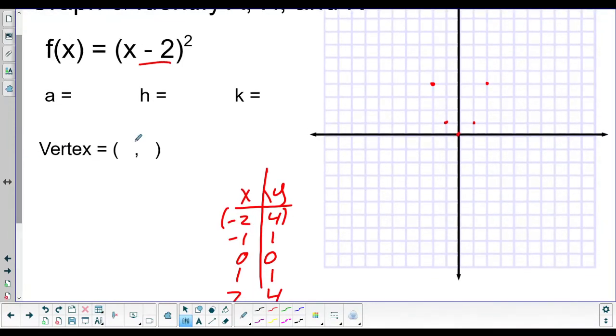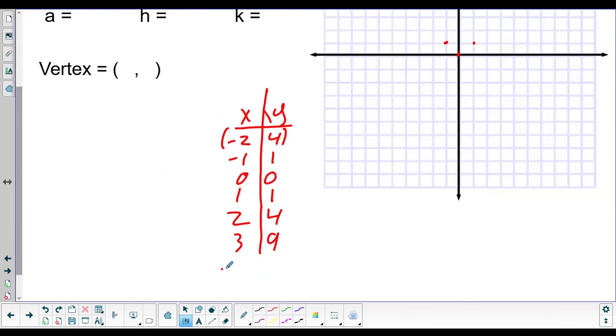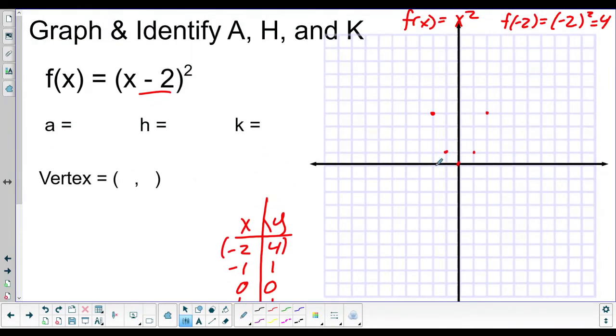Okay. If we want a few more points, we could also put 3 on here. So 3 squared is 9. And then we could go backwards, right? We could put negative 3 on here. Negative 3 squared is also 9. So we could go 1, 2, 3, 4, 5, 6, 7, 8, 9. 1, 2, 3, up 9.